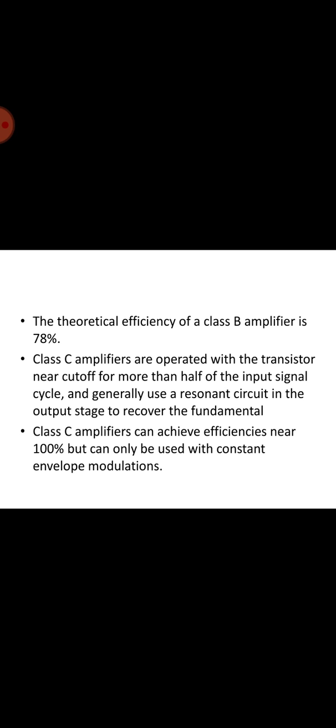Class C amplifiers are operated with the transistor near cutoff for more than half of the input signal cycle and generally use a resonant circuit in the output stage to recover the fundamental. Class C amplifiers can achieve efficiencies near 100% but can only be used with constant envelope modulations. Higher classes such as Class D, E and F use the transistor as a switch to pump a highly resonant tank circuit and may achieve high efficiencies.